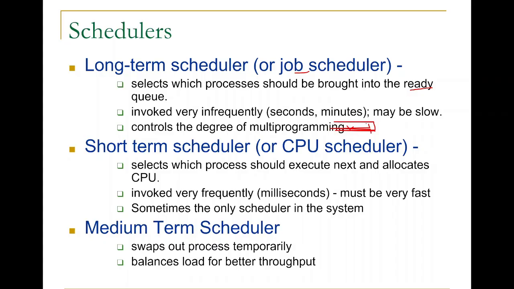Then we also have the short-term scheduler or CPU scheduler. The CPU scheduler selects which process should execute next and allocates the CPU to it, all right? It is invoked very frequently, in milliseconds, and must be very fast. Sometimes it is the only scheduler in the system.